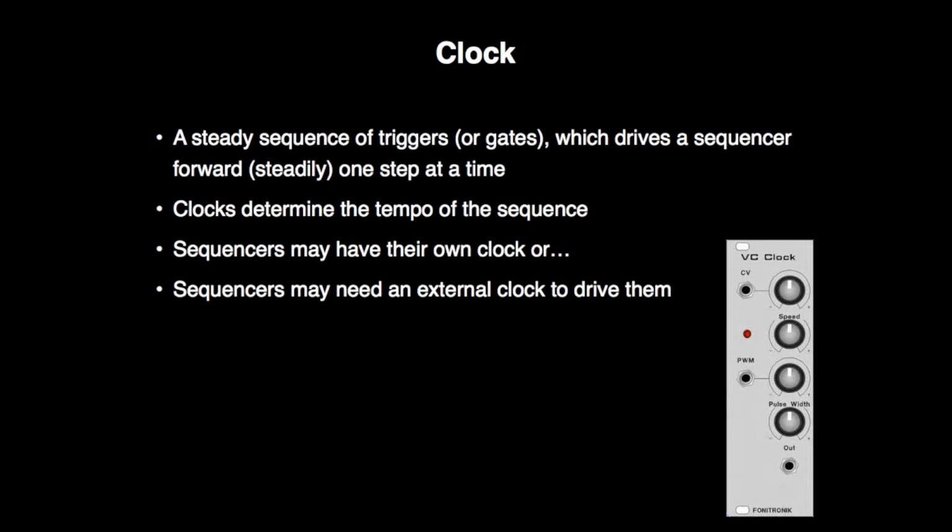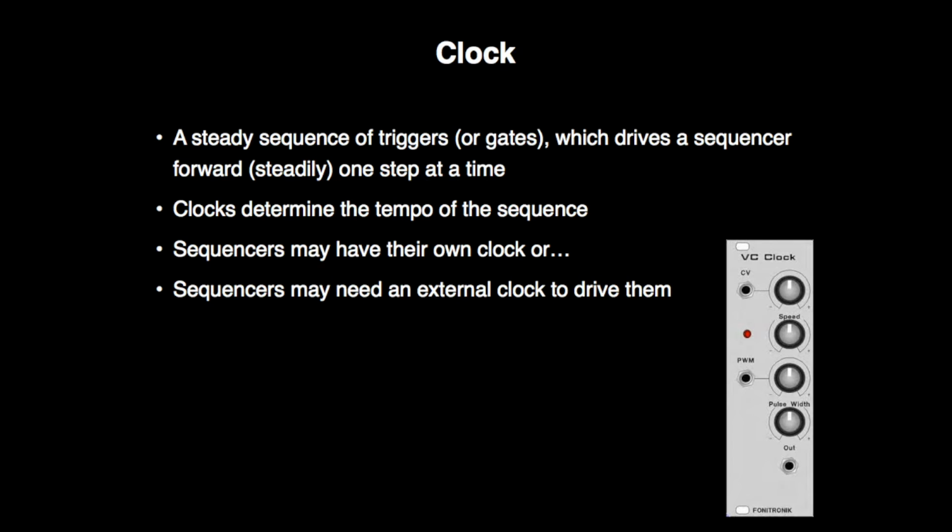Clocks are kind of like the LFO square wave, except they're usually sending triggers, and they'll send them regularly at a speed that's variable and that the performer can set. It'll output this steady stream of clocks, which will drive that sequencer forward. So effectively, clocks determine the tempo of the sequence. If the clock is moving fast, tick, tick, tick, tick, the sequencer will move quickly. If the clock is moving slowly, tick, tick, tick, then the sequencer will move slowly.